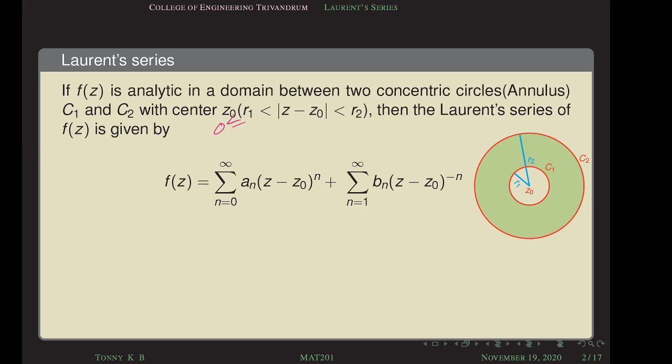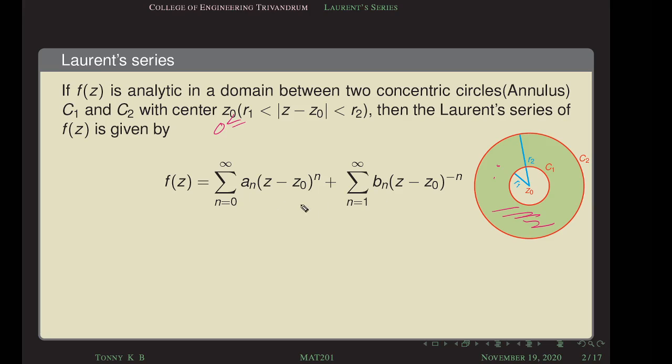Then this is the Laurent series expansion of such functions. Now our function is defined only on this green region. Suppose our function is analytic in this green region. We are trying to find the series expansion of this function on this green region, the points inside this green region. So this series expansion is valid only for complex numbers belonging to this green region. Its Laurent series is sigma n equal to 0 to infinity a n (z minus z naught) raised to n, plus sigma n equal to 1 to infinity b n (z minus z naught) raised to minus n.